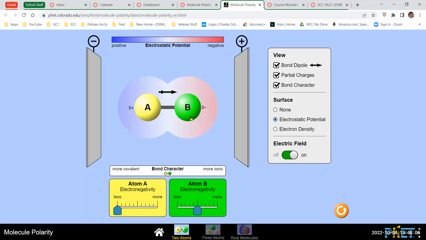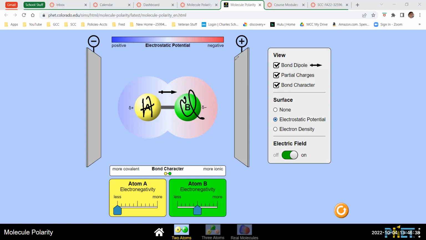And again, in this scenario, B has a higher electronegativity. B must be an atom that's closer to fluoride. So this could be an example of, let's say, hydrogen and chloride, HCl. Anything where you have a covalent bond and you have a disparity of the dipole. Okay. So that's what that tool helps you out with.